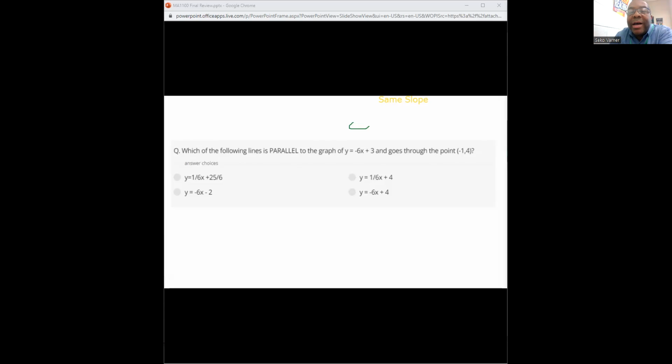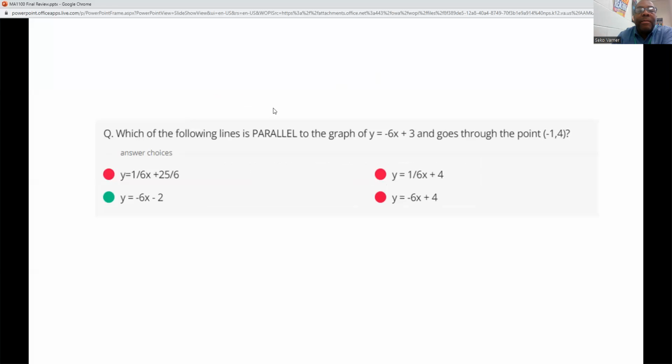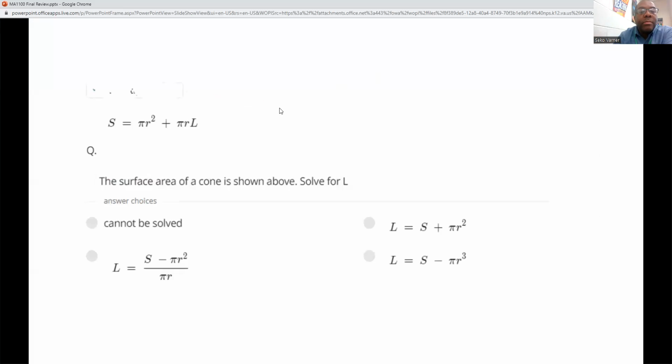I came up with y equals -6x minus 2. Okay, I was right. Yes. I made one step I didn't need to make, but that's how I solved that problem. Does that make sense? Good. All right. Let's go to the next one.